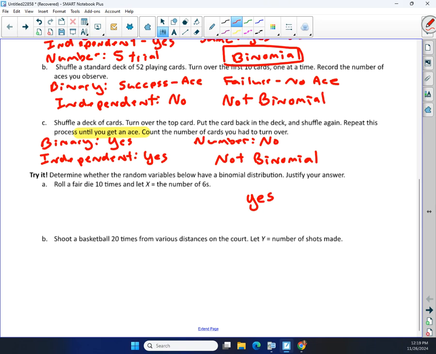Shoot a basketball 20 times from various distances on the court, let Y be the number of shots. Well, you could say yes to a couple things, but the probability is not the same if you're shooting from different spots on the court. Obviously, a layup has a higher probability than a 3-point shot. So this is a no, the probabilities would not be the same. And don't forget, just one no makes it not binomial. So you should have gotten no there.